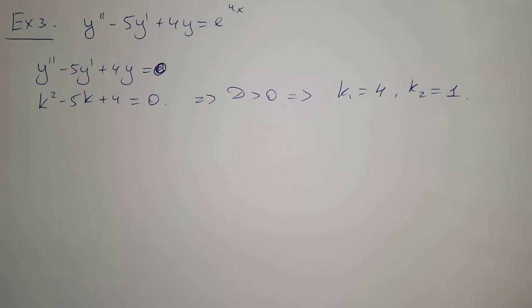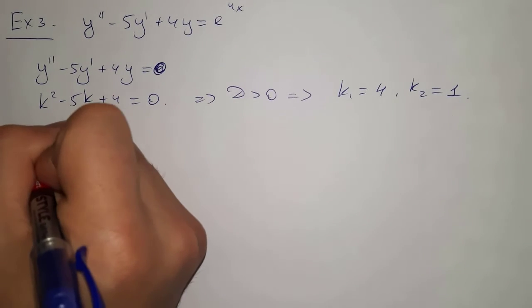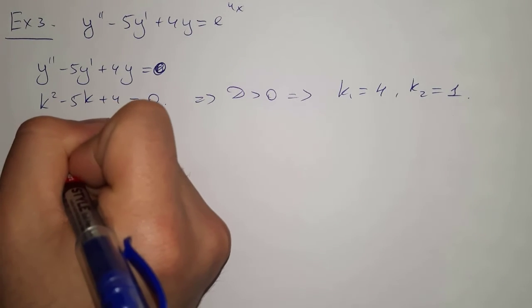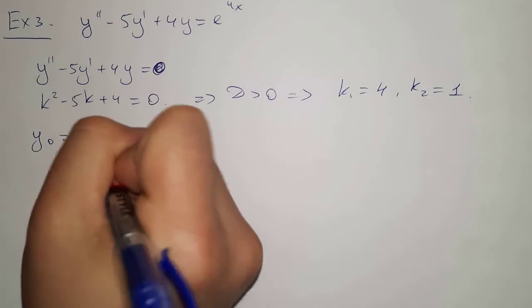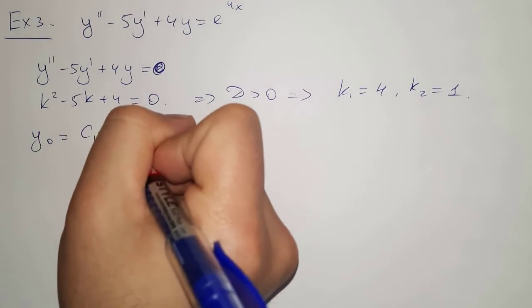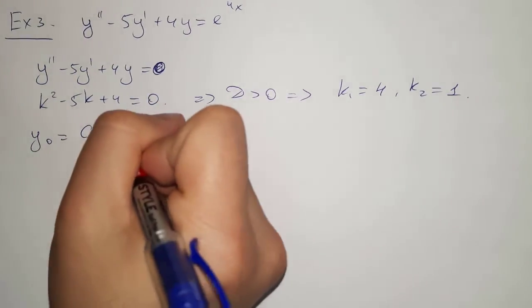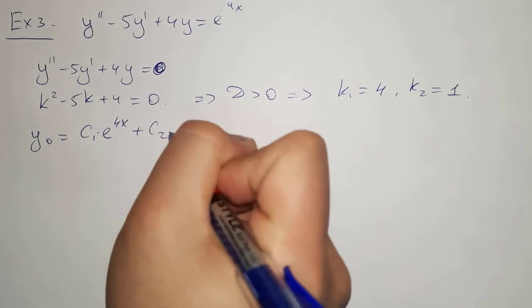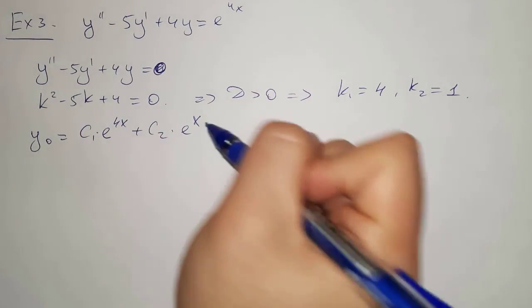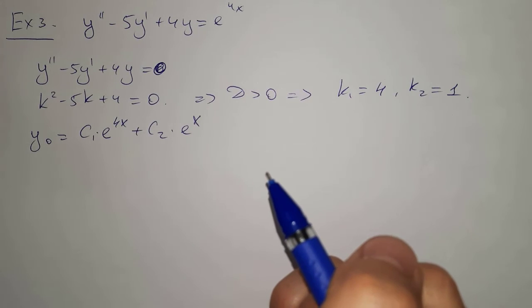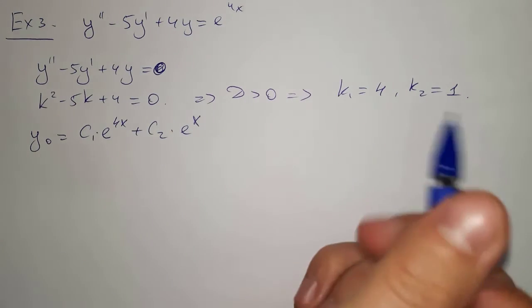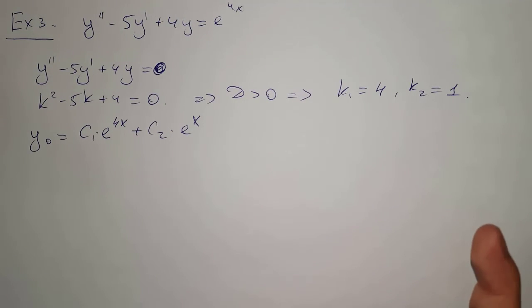So now the solution of the homogeneous equation has the form y0 is c1 times e to the power of 4x, like in the previous example, plus c2 times e to the power of x. Okay, here c1 and c2 are constant numbers. And now let's find a particular solution of the non-homogeneous differential equation.